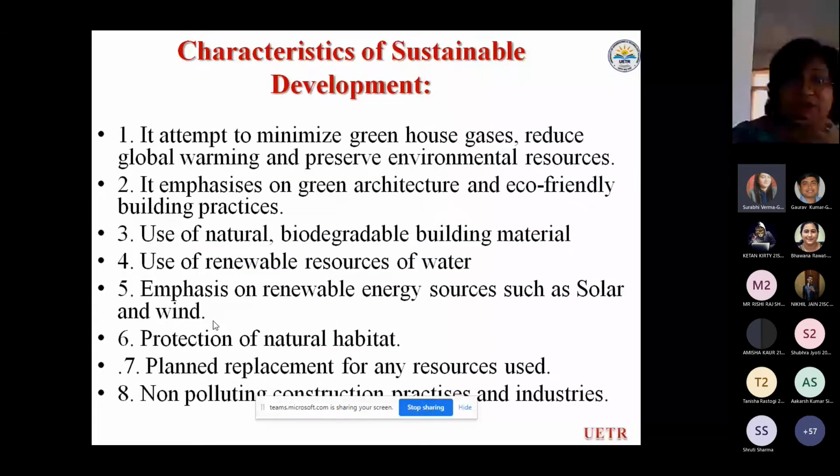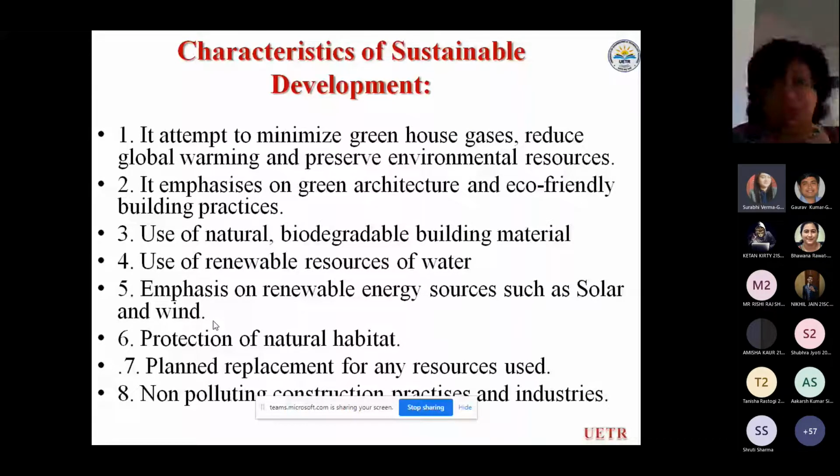So, characteristics of sustainable development: these are some points. It attempts to minimize greenhouse gases, reduce global warming, and preserve environmental resources. We have to emphasize green architecture and eco-friendly building practices. We have to use natural, biodegradable building materials or local materials. We have to use renewable resources of water.